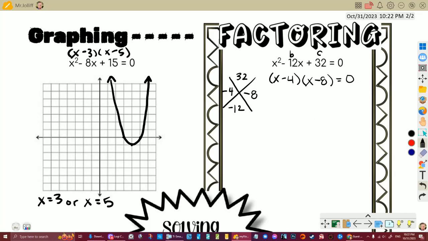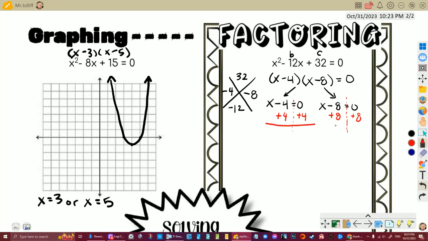And using the zero product property, we know one of these two binomials must be 0 if our answer is 0. So we get two separate equations. We get x minus 4 equals 0, or x minus 8 equals 0. And we're going to go ahead and solve those equations for x. So to undo this subtraction of 4, we're going to add 4 to both sides of this equation. Over here on our second equation, to undo that subtraction by 8, we're going to add 8 to both sides.